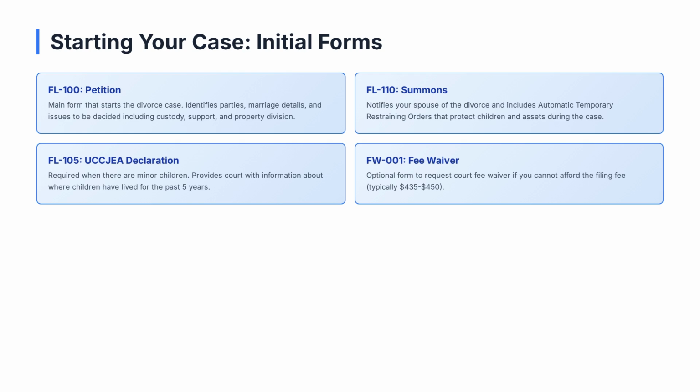Now, the UCCJEA is a very complicated law that's been adopted by the 50 states. For most, I believe Massachusetts has not adopted it. But essentially, what it does is it covers children and child custody issues when children have lived in several different states and there might be a jurisdictional issue. So, with this declaration, the Uniform Child Custody Jurisdiction and Enforcement Act, you'll need to provide the address of where your child has lived for the past 5 years, so the court can determine if maybe another state would have jurisdiction over the child custody issues.